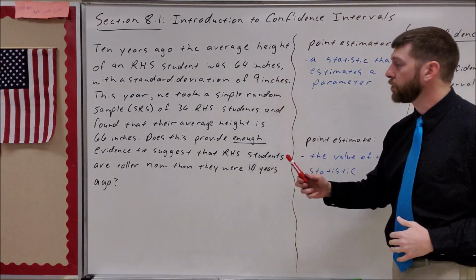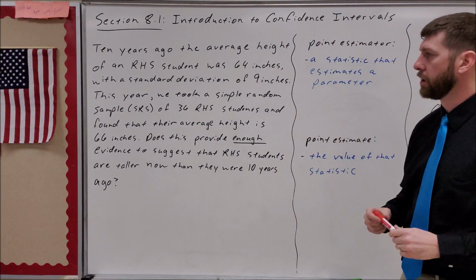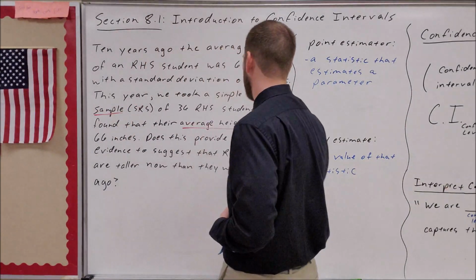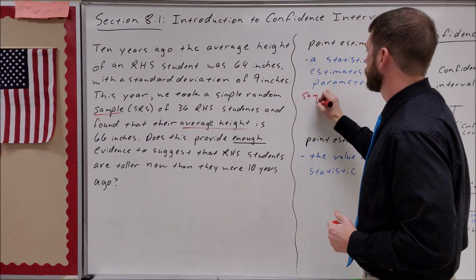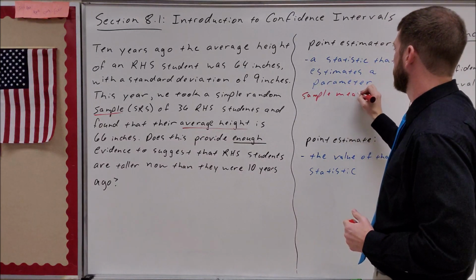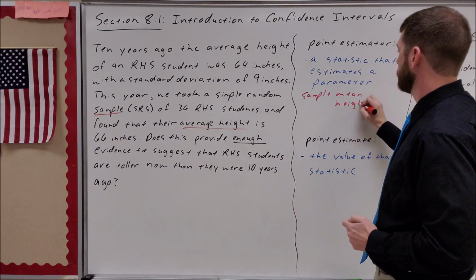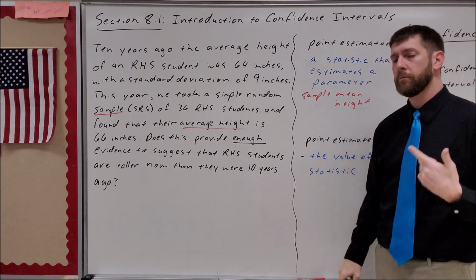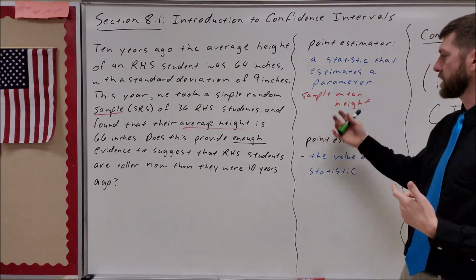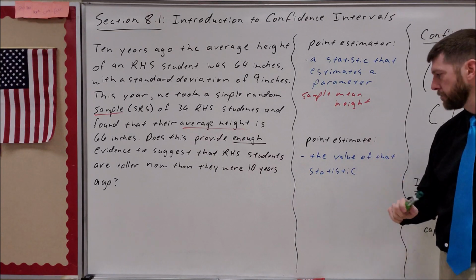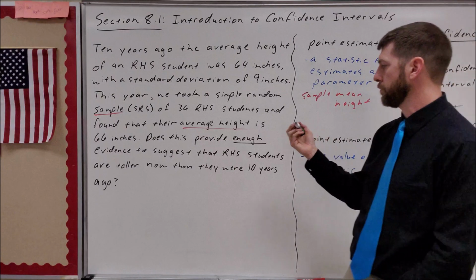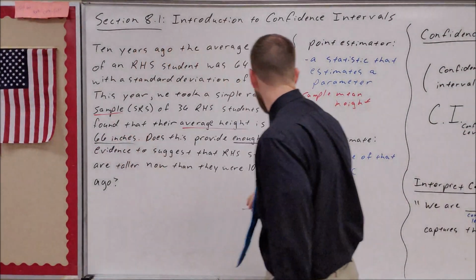So in this problem, what statistic are we using? Well, what we're using is the sample average height. So our sample mean height is going to be the estimator for what's going on in the population. So we're going to build a confidence interval around the sample mean height. Well, what's a point estimate? A point estimate is just the value of that statistic. Well, what was the value of our sample mean height? 66 inches.